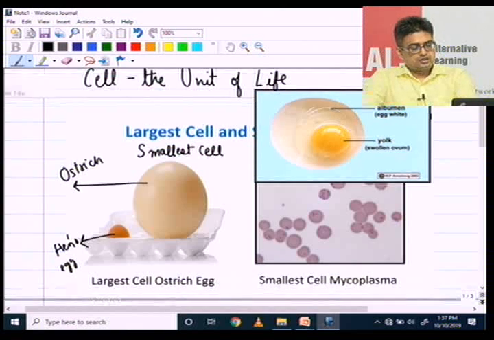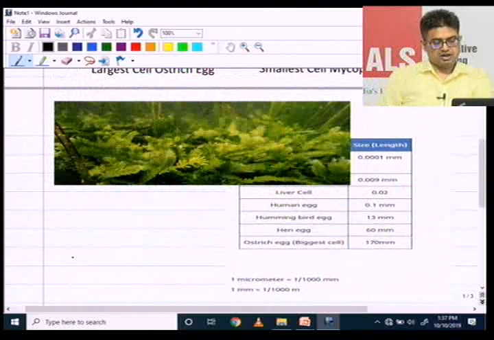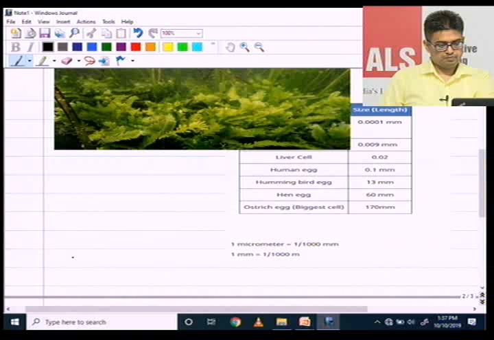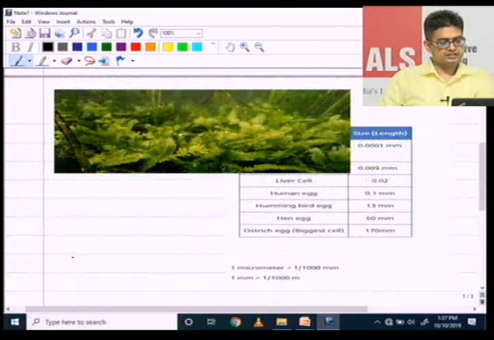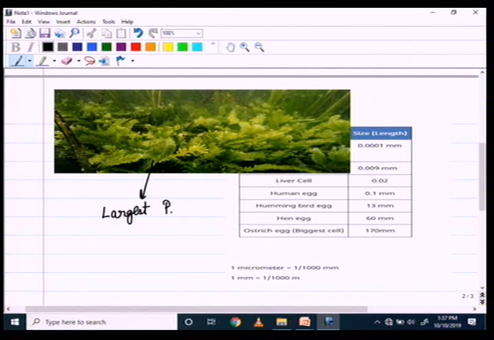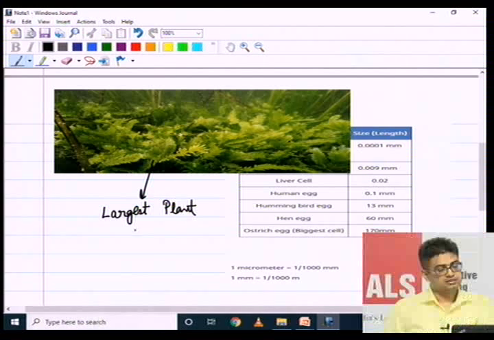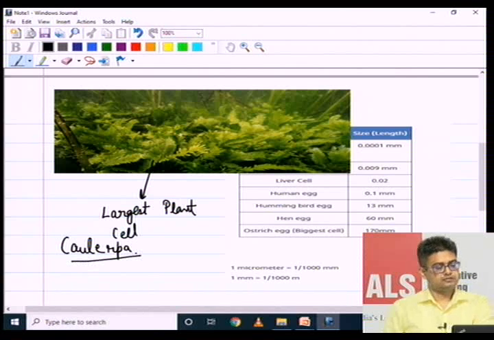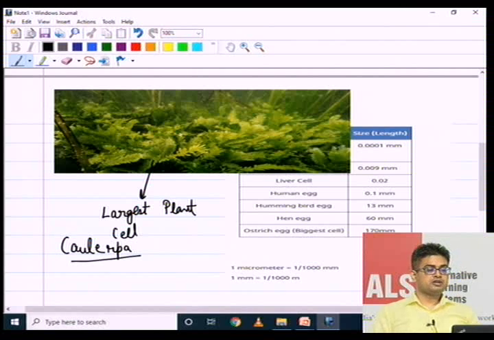Alright. Now, let's come to the largest plant cell. So this is the largest plant cell, which is caulerpa. A single plant cell, single. This is caulerpa. There is another one which is called acetabularia. I will send that picture in your group also. But this is the largest plant cell, which is caulerpa.